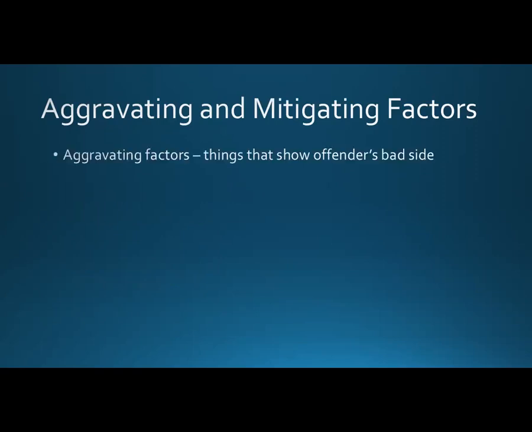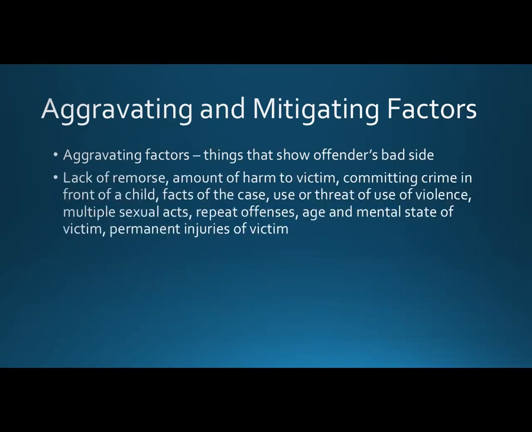Aggravating factors, things that show the offender's bad side and that the offender should be put to death. Then again, it's like lack of remorse, amount of harm to the victim, committing the crime in front of a child, goes to the facts of the case, use or threat of violence, multiple sex acts, repeated offense, were you just released from prison on the same offense, age and mental state of the victim, permanent injuries of the victim, and by that we mean these kids no longer have their mother, or these children no longer have their father, the wage earner, anything that shows something bad. Mitigating factors, things that show the offender's good side.